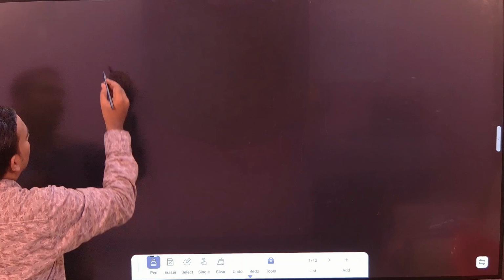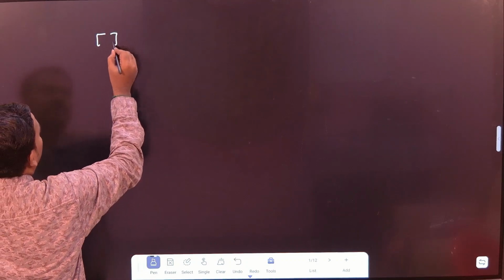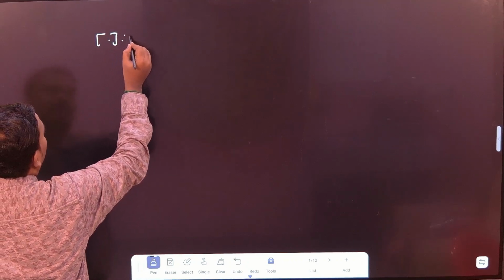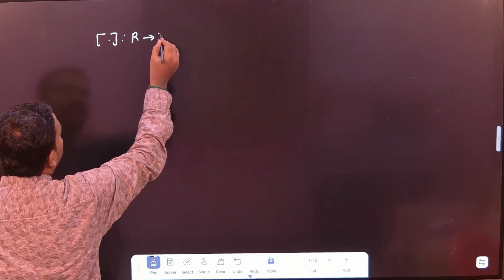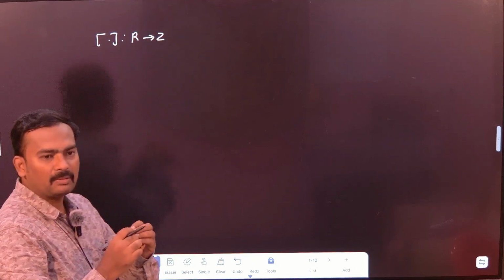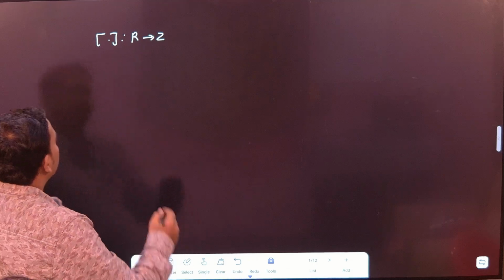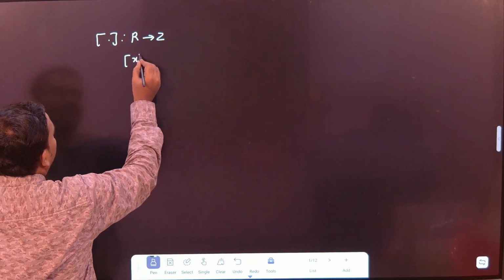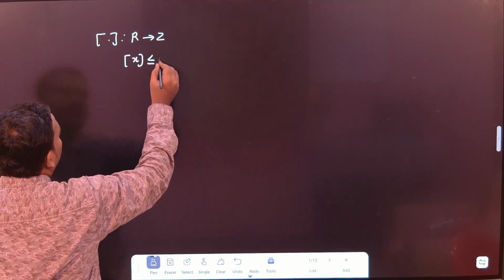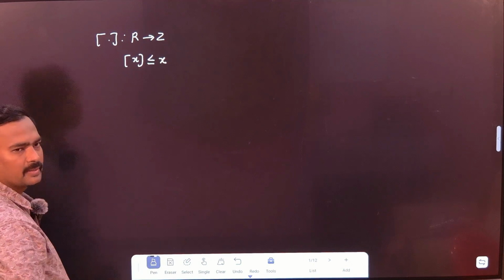You know, the greatest integer function is a function from real numbers to integers. The input can be any real number, but the output should always be an integer, right? The definition is: the greatest integer less than or equal to x.